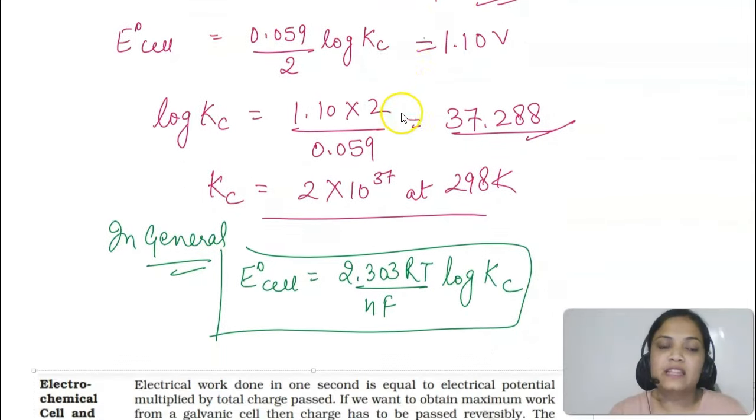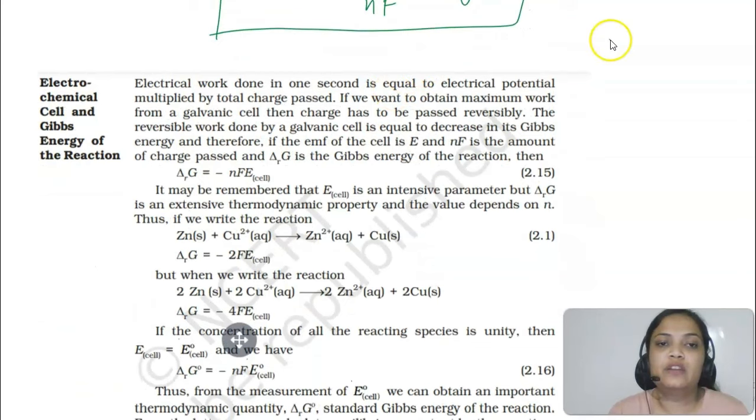Now we will see how we can calculate the Gibbs free energy of the reaction. You know that electrical work done in 1 second is equal to the electric potential multiplied by the total charge passed, meaning how much charge is passed in that 1 second. If we want to obtain maximum work from a galvanic cell, the charge has to be passed reversibly. So the reversible work done will be equal to the decrease in Gibbs free energy.